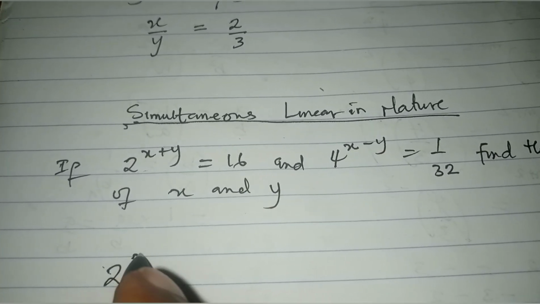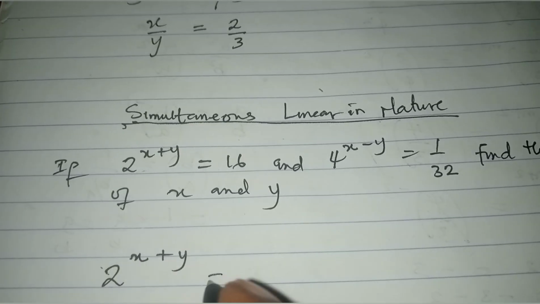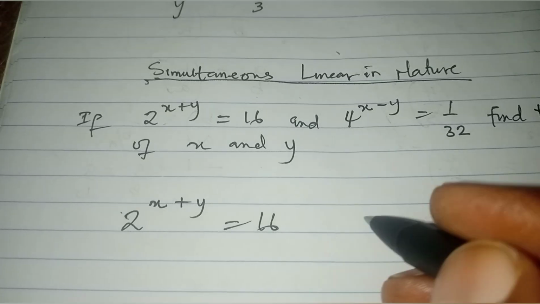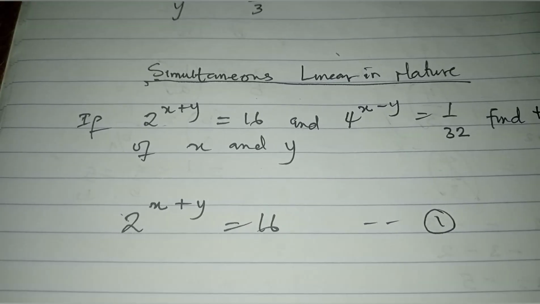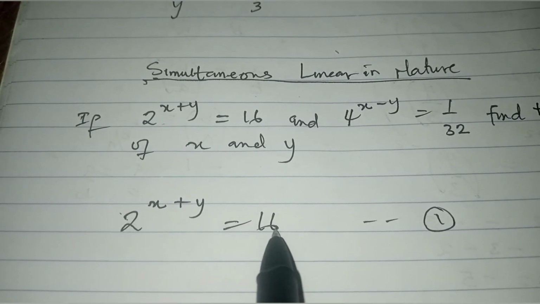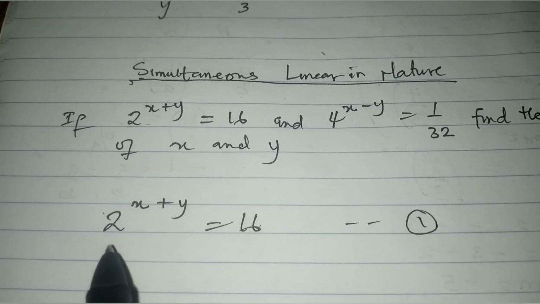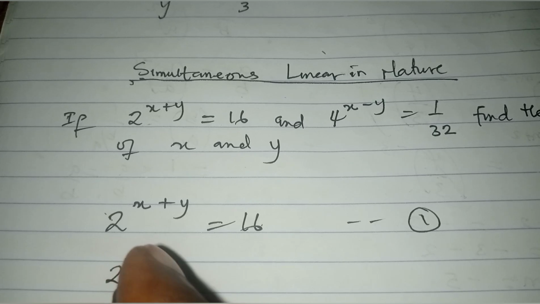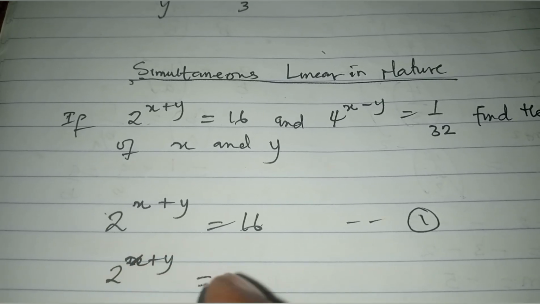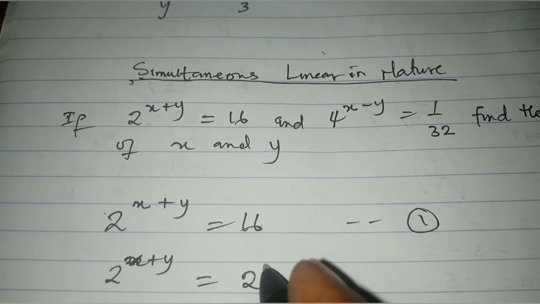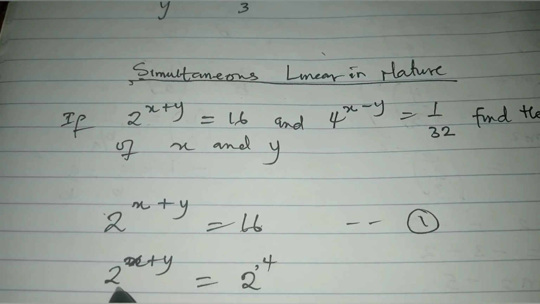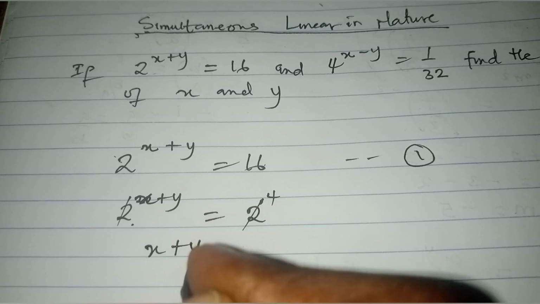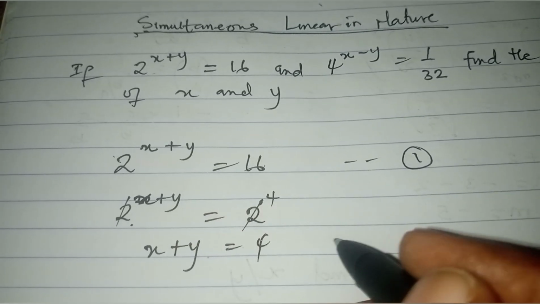We have 2 raised to power x plus y equals 16. In this one, we're going to use application of indices to solve it. This is our equation 1. Now let's break it down. This 16 can be expressed as multiples of 2. The lowest factor is 2. So 16 is 2 raised to power 4. They have the same base here, so we can knock this one out. So x plus y equals 4.